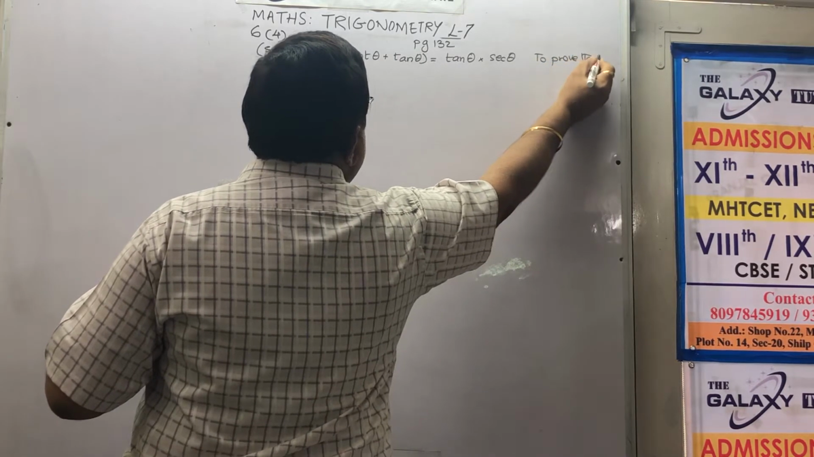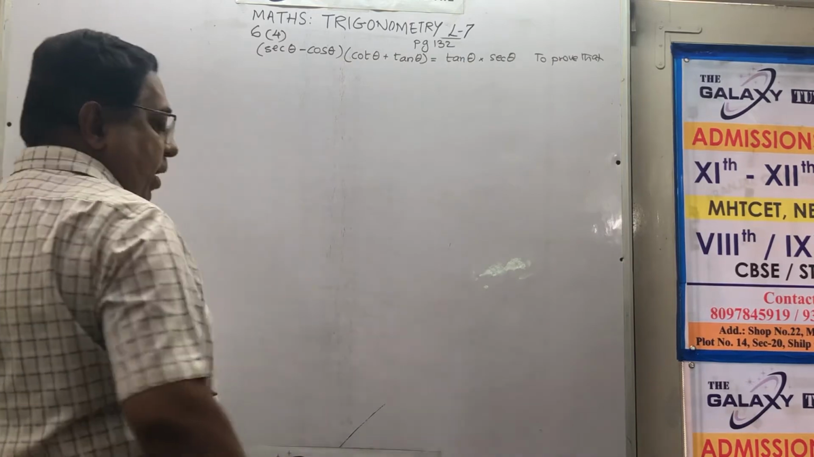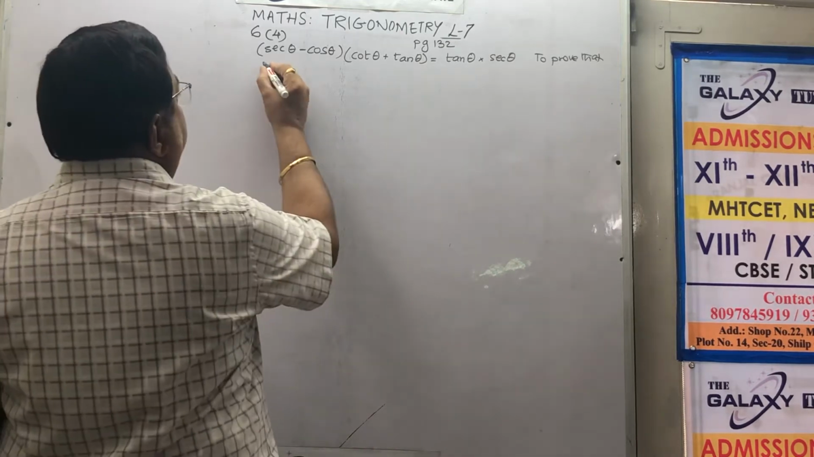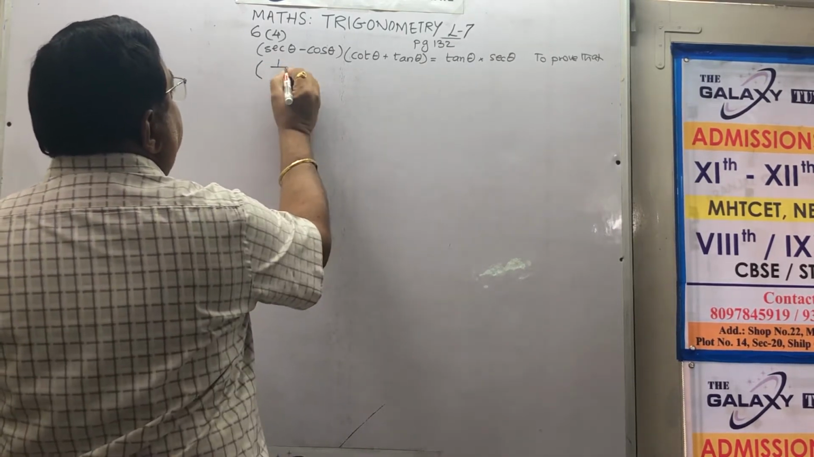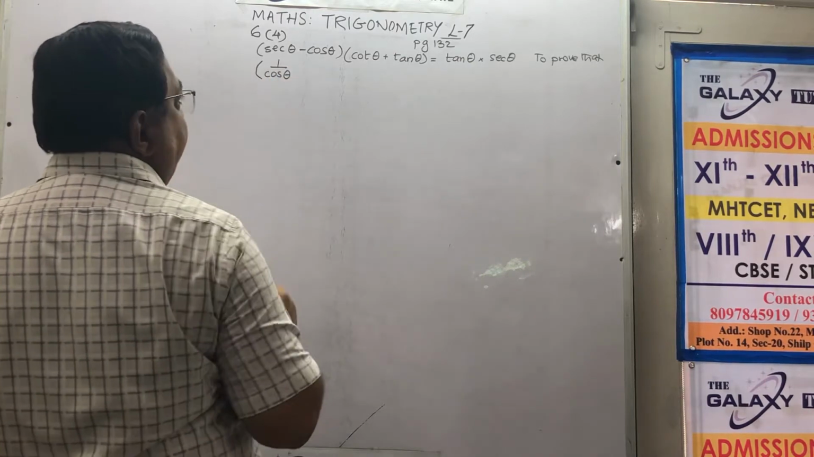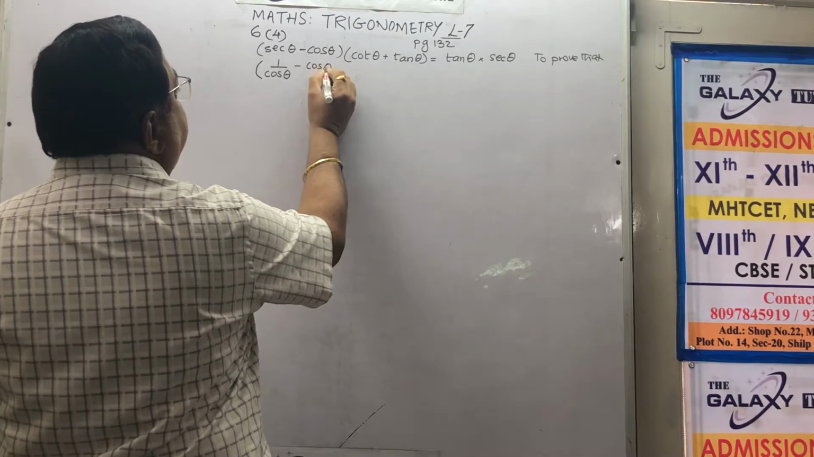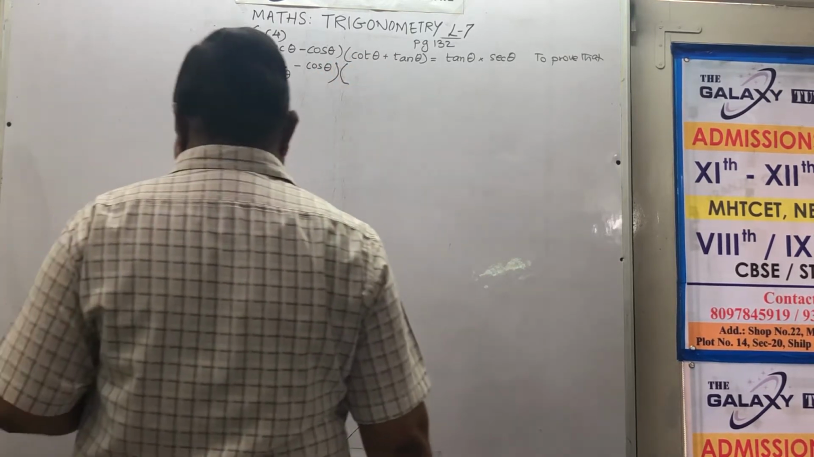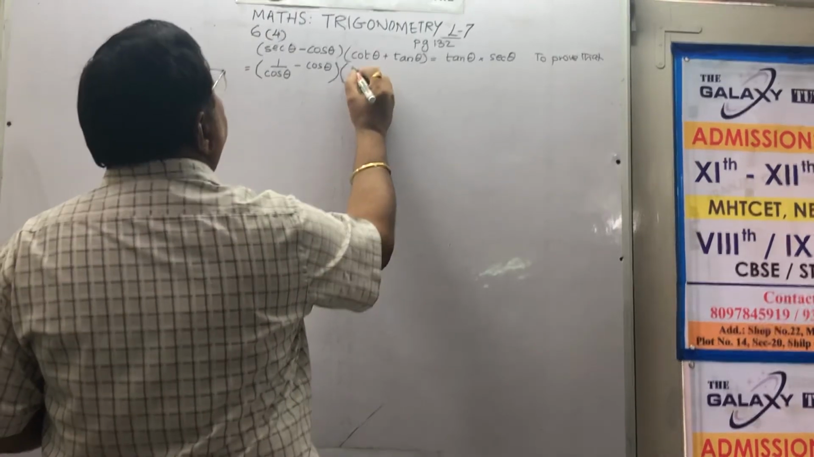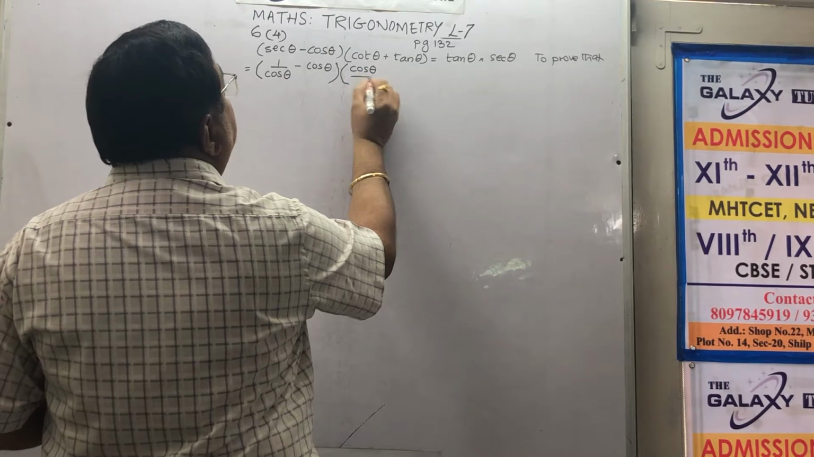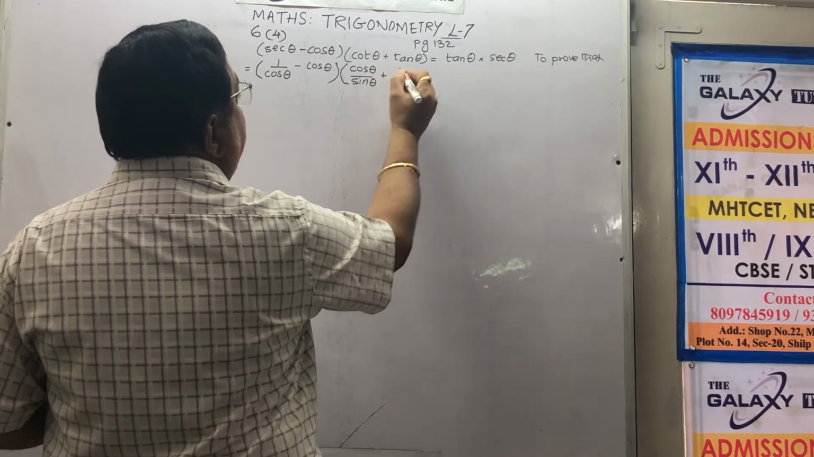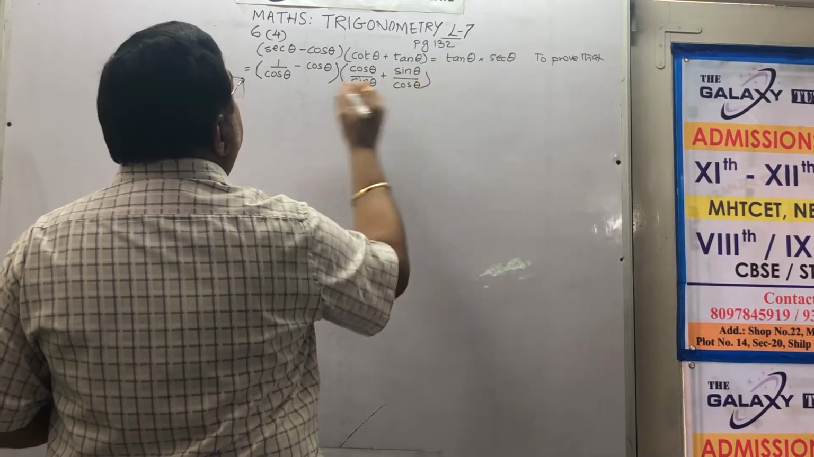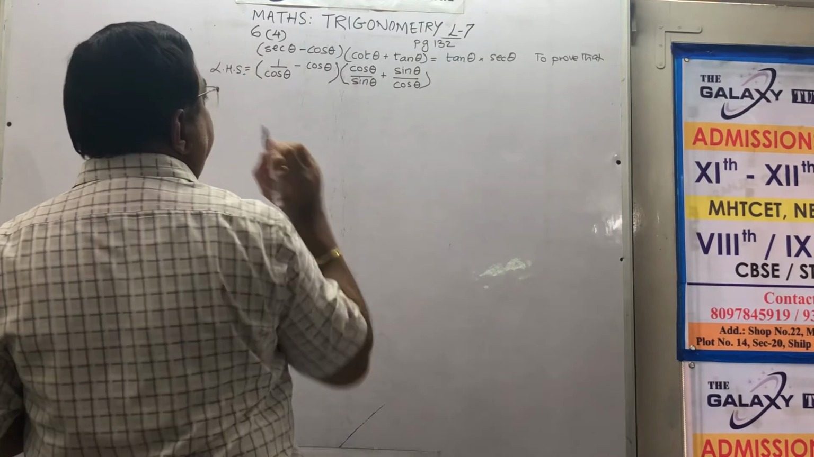Remember, these are proofs. So I have to prove left hand side is equal to right hand side. How do we go about the sum? We will start substituting the basic ratios. Sec is 1 upon cos theta, and I have cos theta. I have cot theta; cot is the inverse of tan, so it is cos theta divided by sin theta, and tan is sin theta divided by cos theta. This is my left hand side.